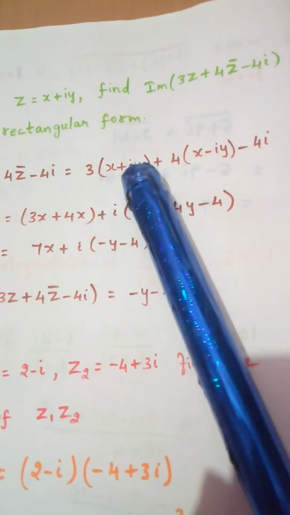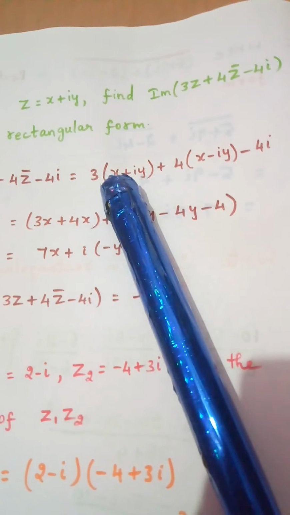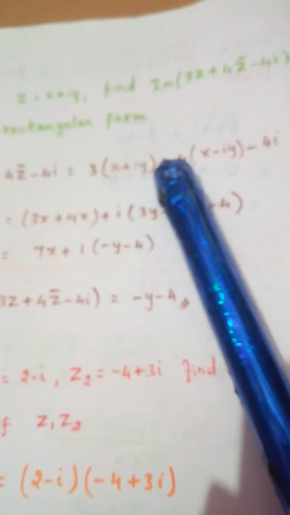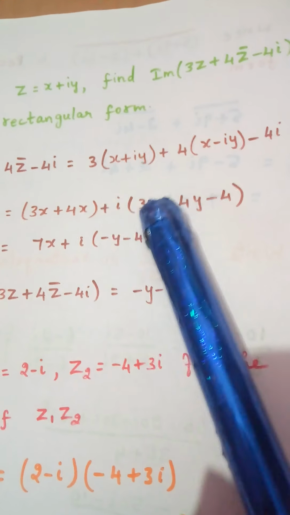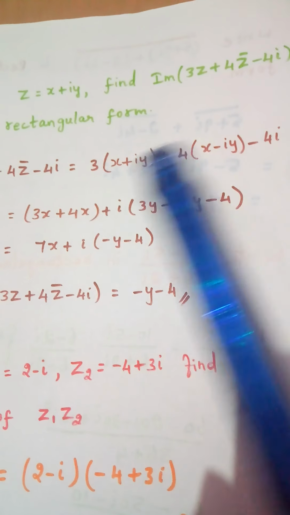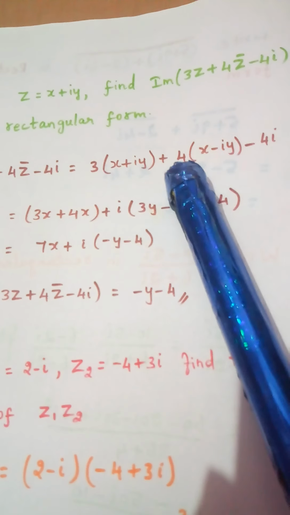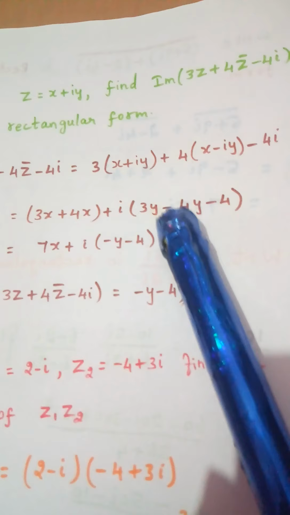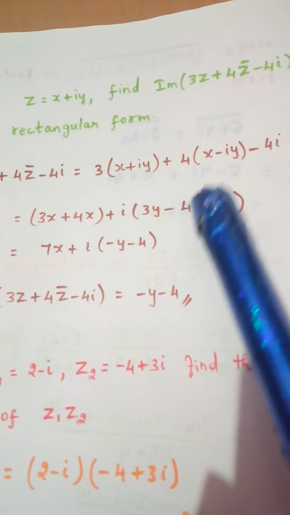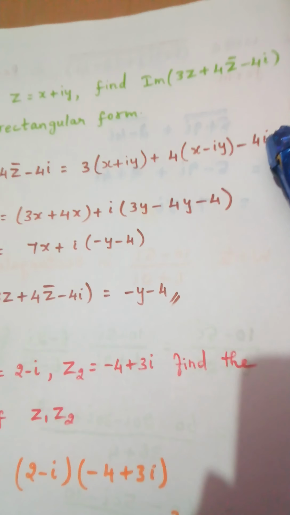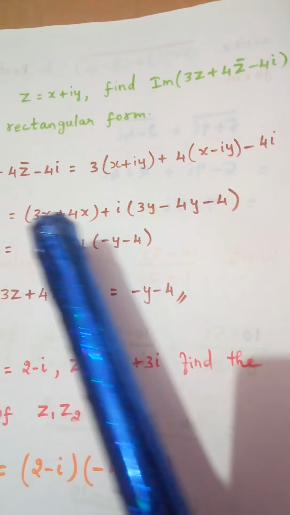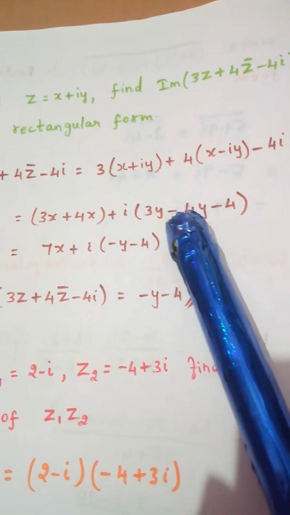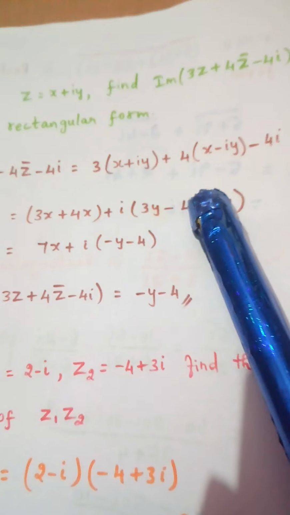If you bring 3 inside, 3x will come in the real part, 3iy will come in the imaginary part, 4x will come in the real part, 4iy will come in the imaginary part. Again i is present here, so this will also come in the imaginary part. So what we are doing is splitting the real part and imaginary part from this line.